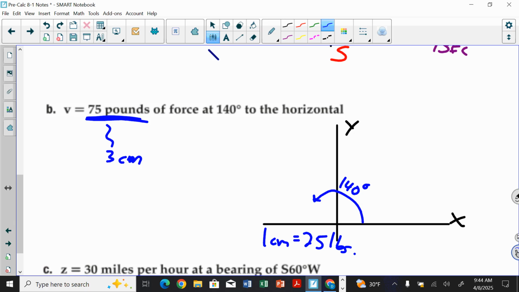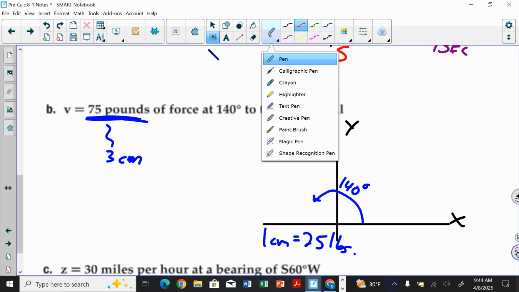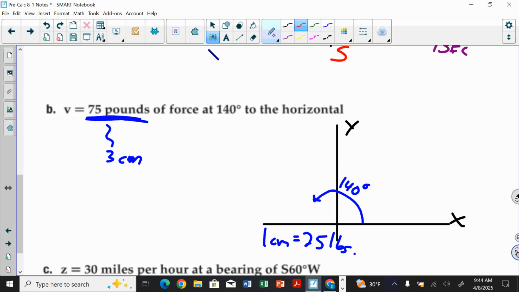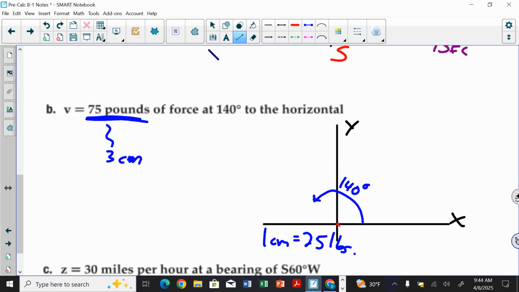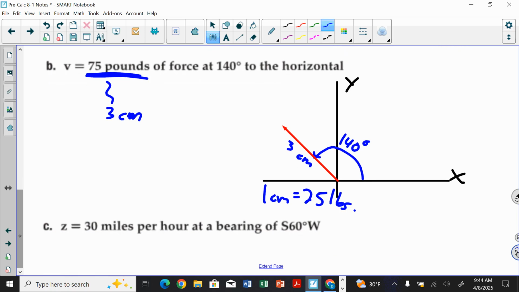So I'm going to draw a 3 centimeter vector at 140 degrees from the horizontal, so it'd be kind of like this, and it's got to be 3 centimeters long. Again, I'm just showing you on the smartboard, but you could actually measure it with the ruler, and we would have that for us, okay? Again, this would have to be 3 centimeters long there. But I have my scale, I've got the angle, got everything else labeled, and I'm good to go. Okay, let's do one more here.